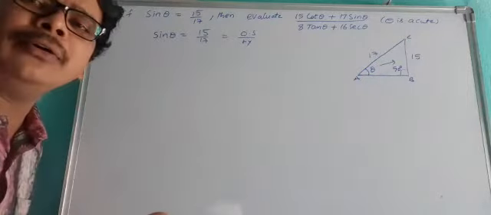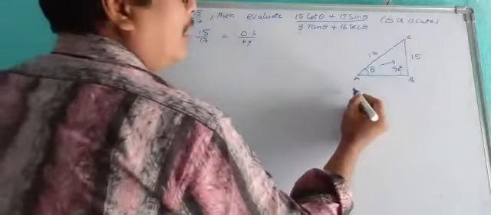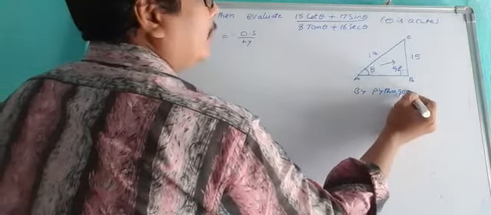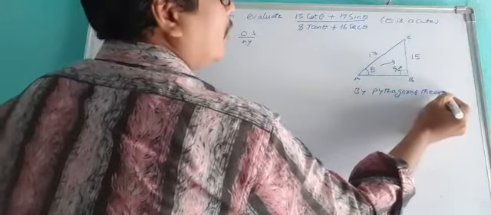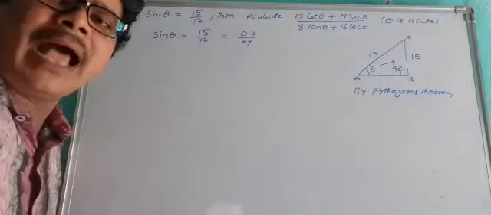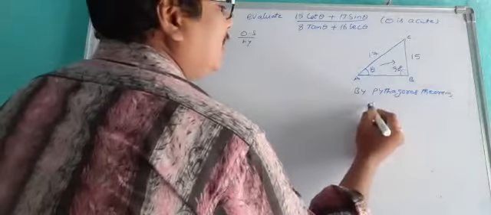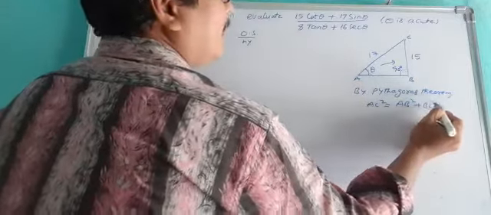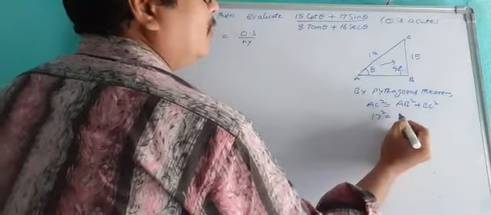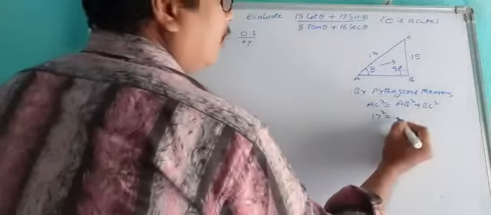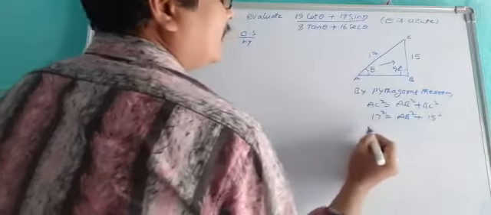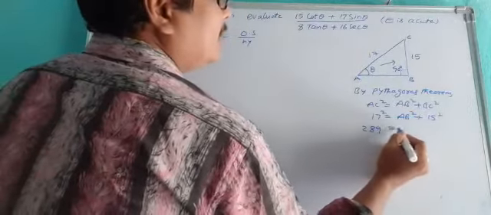Now we have to find out the other side. How? We already know, by Pythagoras theorem. What is Pythagoras theorem? Hypotenuse square, that means AC square, equal to side square plus side square. So 17 square equal to AB square, which we don't know, plus BC square, 15 square.